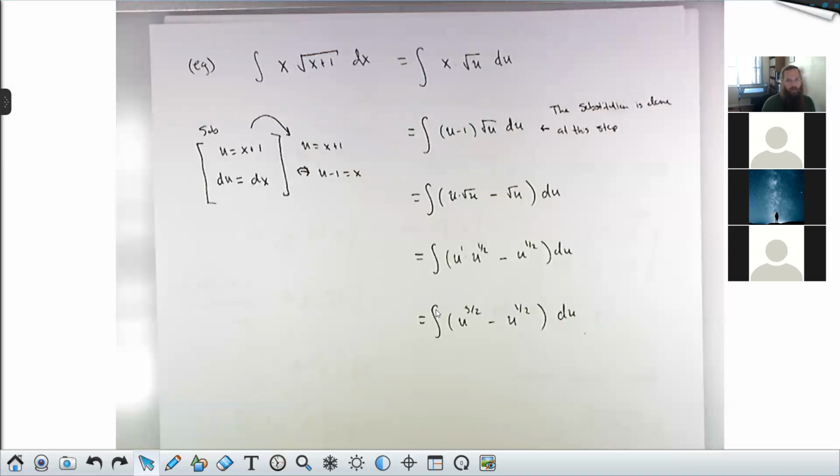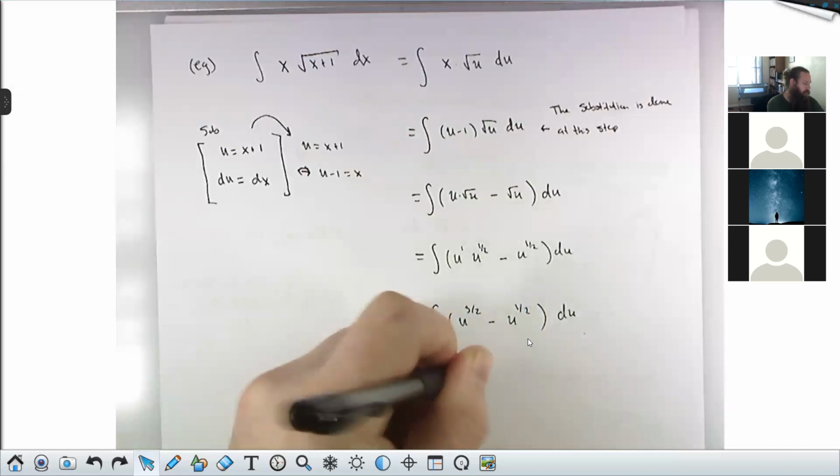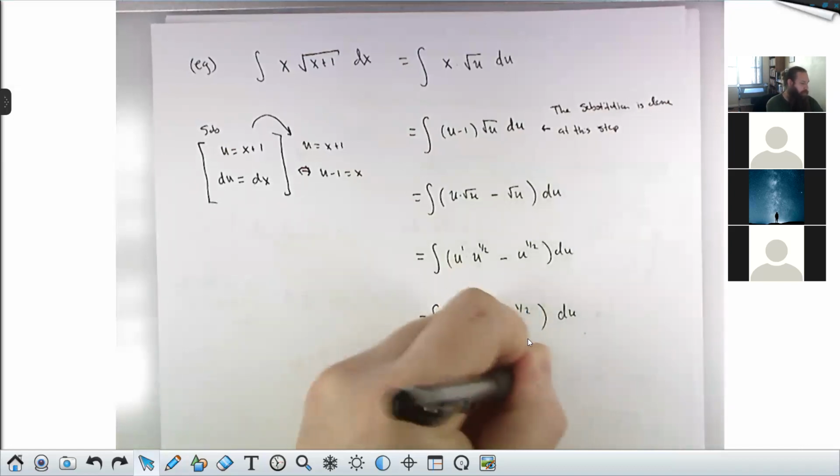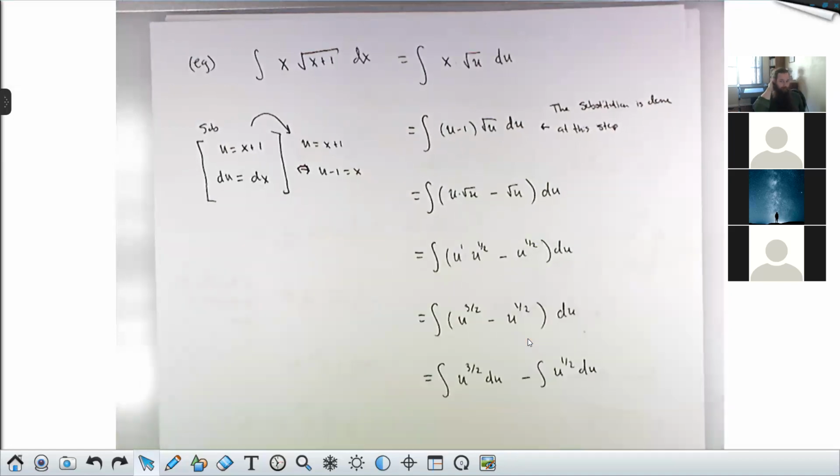All right, now that my integrand is just a power function minus another power function, I know how to take antiderivatives of these. I can take the antiderivative of each piece separately. We can split it up. This is the integral of u to the 3/2 du minus the integral of u to the 1/2 du. Again, you see the du kind of behaving like multiplication. It gets distributed. What is this first piece? The integral of u to the 3/2 du.